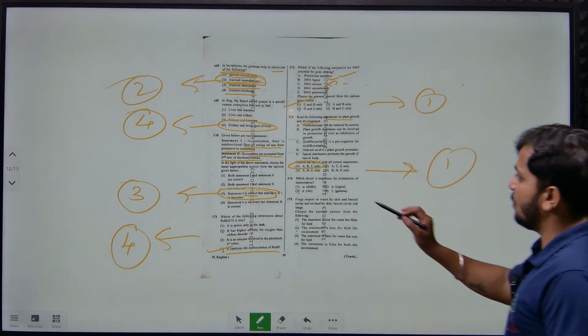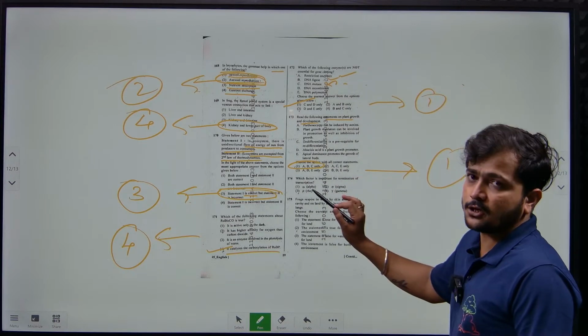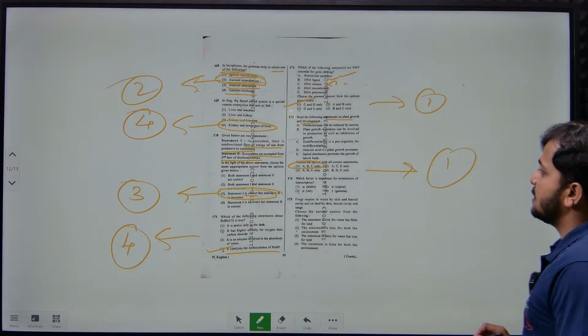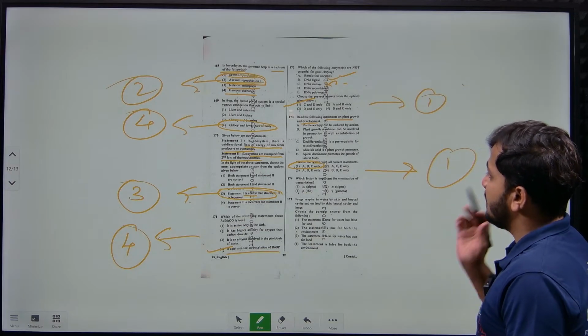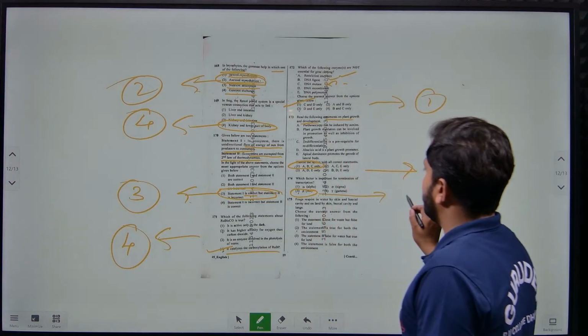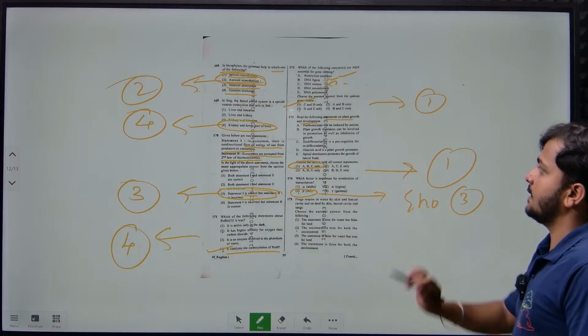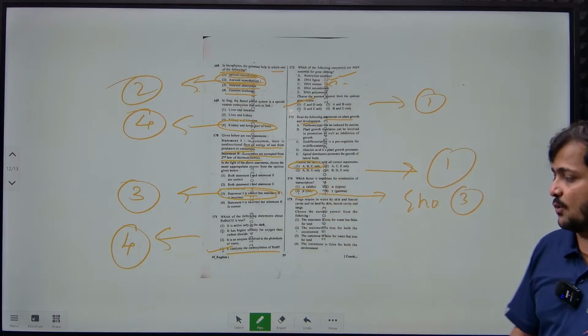Then moving on to the next, which factor is important for the termination of transcription? So termination of transcription majorly requires the rho factor, right? That is option 3 here, which is correct, related to the 174th question.